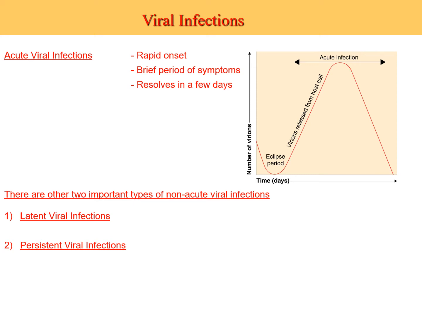We're continuing talking about viruses. In viral infections, not all viral infections, but some are acute. They are characterized by a very rapid onset, a brief period of symptoms, and they typically resolve in a few days, and the person recovers. All being well, their immune system has defended them, and they are immune after that. That doesn't always occur. There are certainly examples of acute viral infections which in some cases end by death of the person who had the infection.